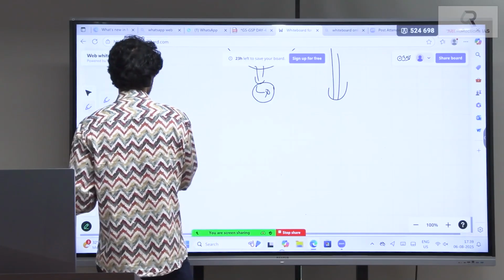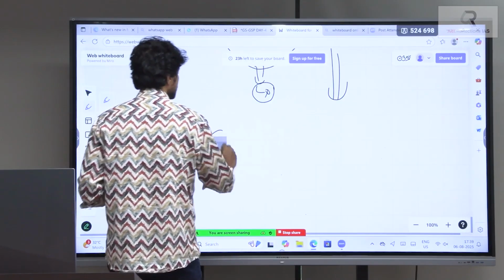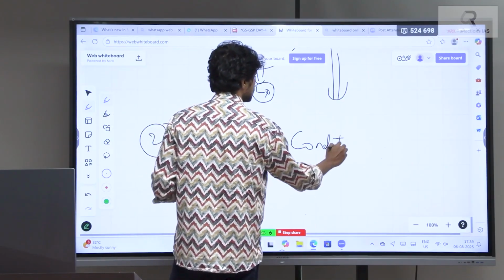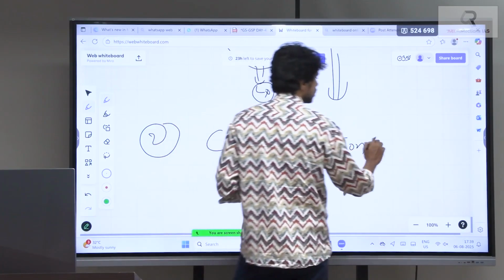Second condition. Generally where you have very intense cold conditions, again you have the high pressure.